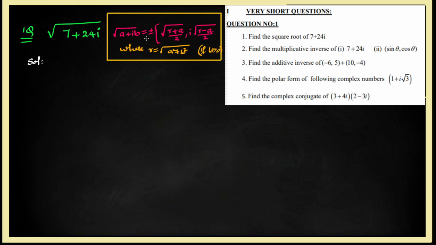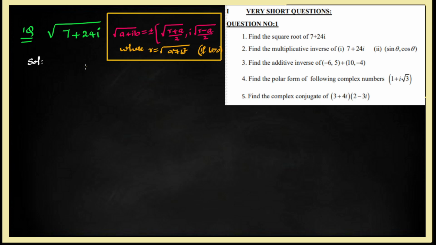So what about the square root formula? Any complex number that is in the form of a plus ib, its square root is root over a plus ib equals plus or minus under root r plus a by 2 comma i times under root r minus a by 2, where r equals root over a square plus b square. If b is positive we have to use plus i, if b is negative we have to use minus i.